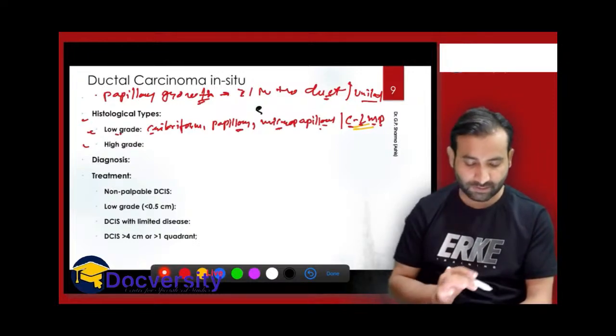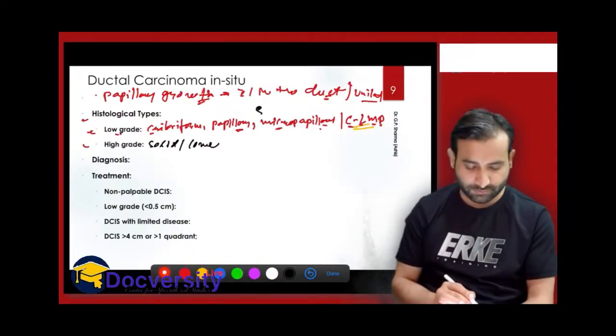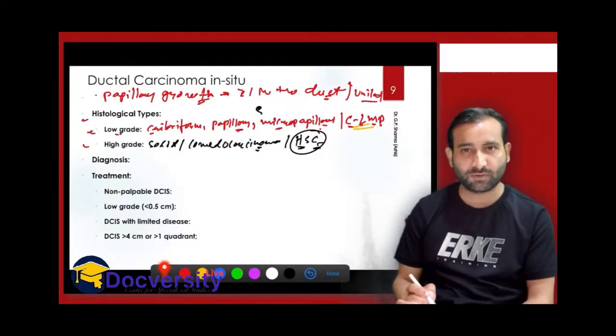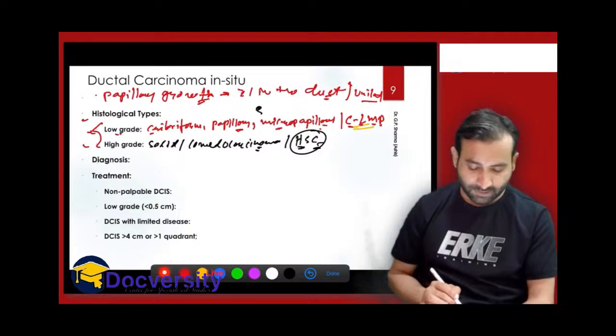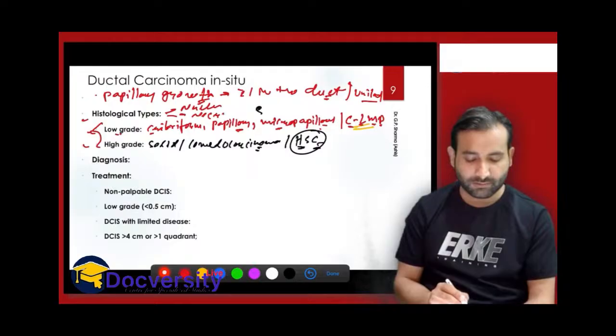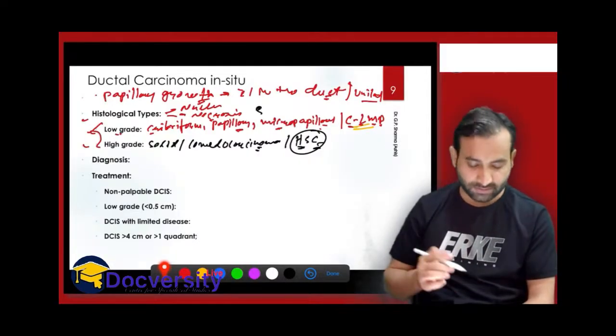They will be asked in the exam, right? And then the high grade, we have the solid and comedocarcinoma. You can remember this as solid and comedocarcinoma as the HSC board, Higher Secondary board, as the high grade, right? And this classification of low grade or high grade is done on the basis of what? Nucleus and the status of necrosis, at which level the necrosis is present or what kind of nucleus is present. On that basis this is classified.